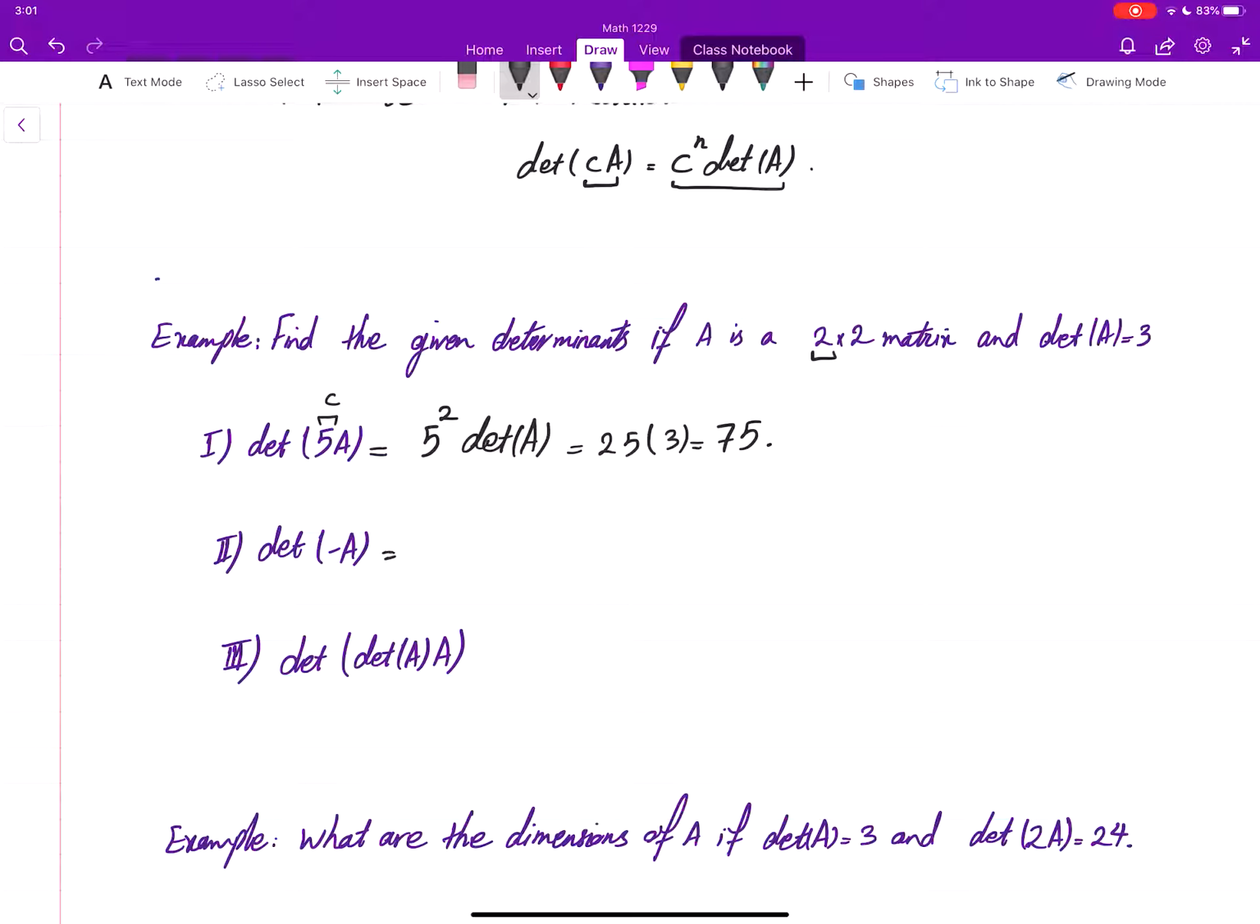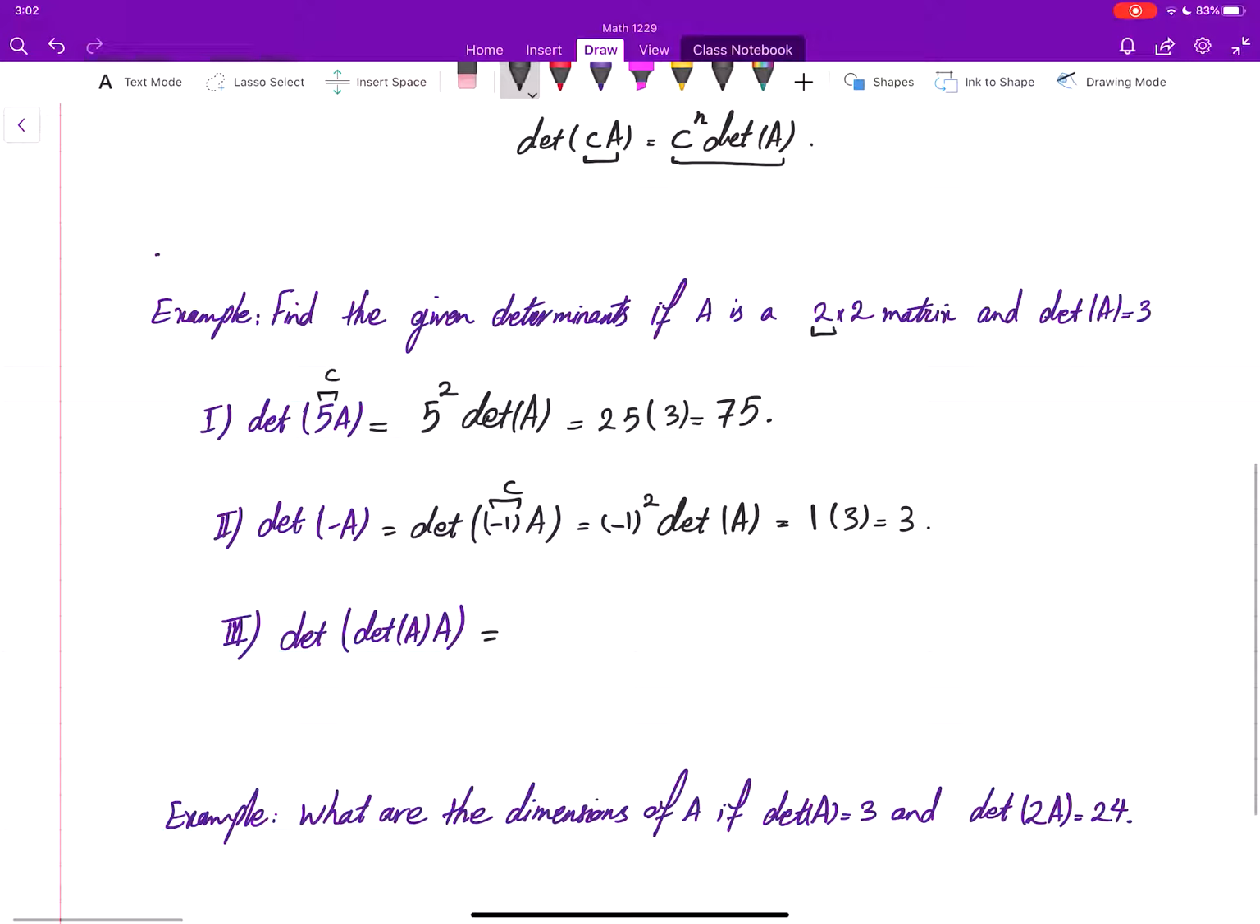How about the determinant of negative A? Well, negative A is the same thing as multiplying negative 1 to A. So that is C here. Then negative 1 to the power 2 comes out, times the determinant of A. And we know that negative 1 to the power 2 is just 1, times 3 gives us 3.